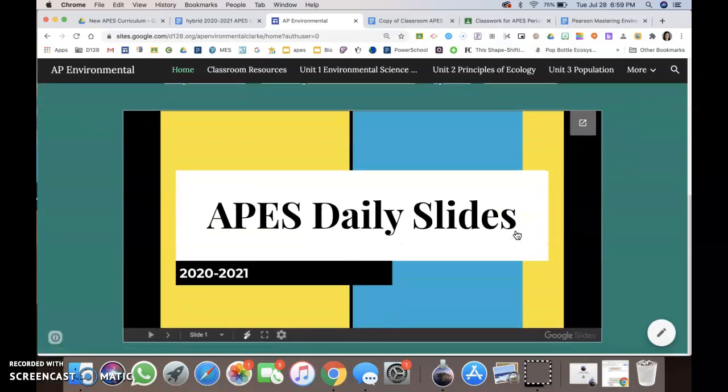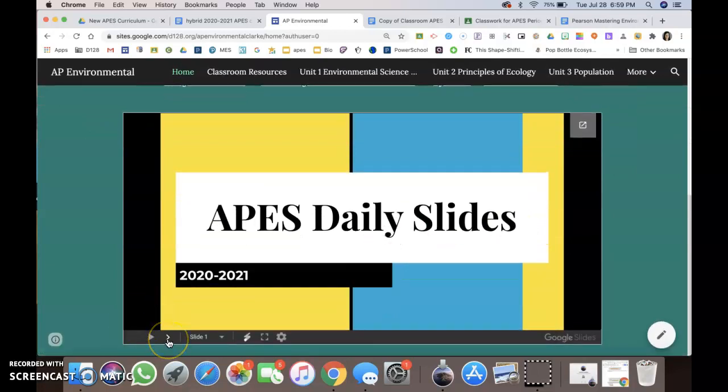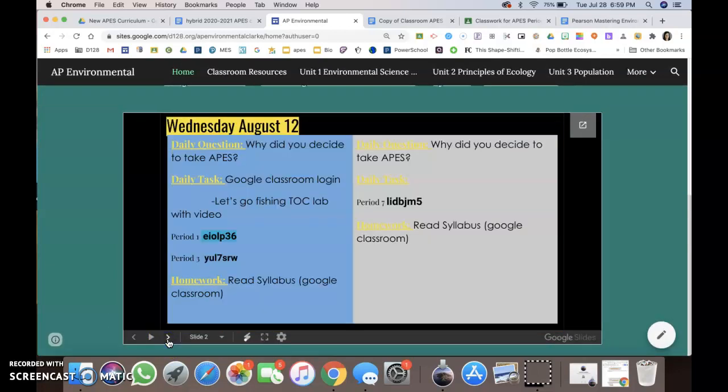Right below that, we have our daily slides. So each day I will have the daily slide up. I've divided them into blue and silver to differentiate the separations of periods. So blue are periods 1 through 4, and the silver is periods 5 through 8. So you know what you need to do each day, even if I don't see you on that particular day.